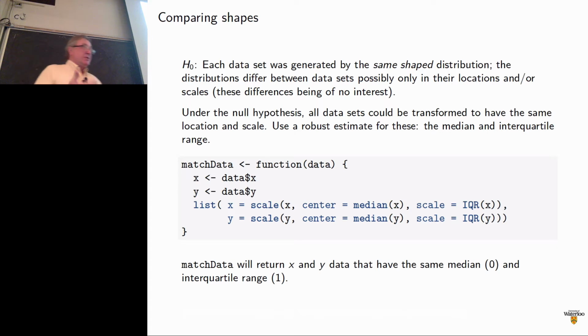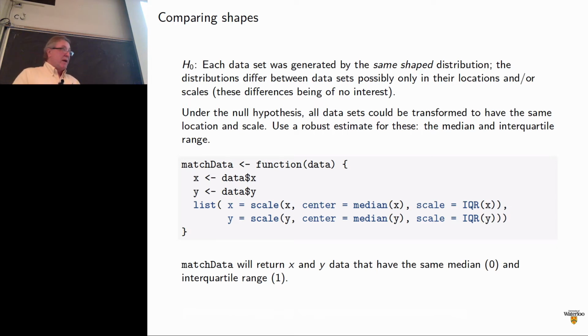So I'm going to match them using some robust estimate of location and scale. I'm going to use the median for the estimate of location and the interquartile range for the estimate of scale. And so I'm going to write a function here that's going to take data, and remember our data abstraction that we have, it has two named components, an x and a y. Those are the two different data sets.